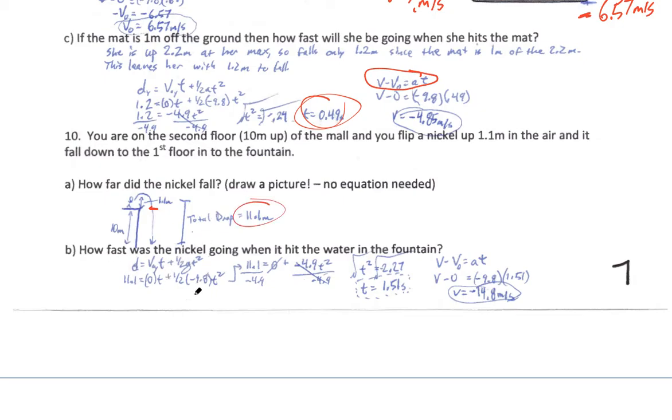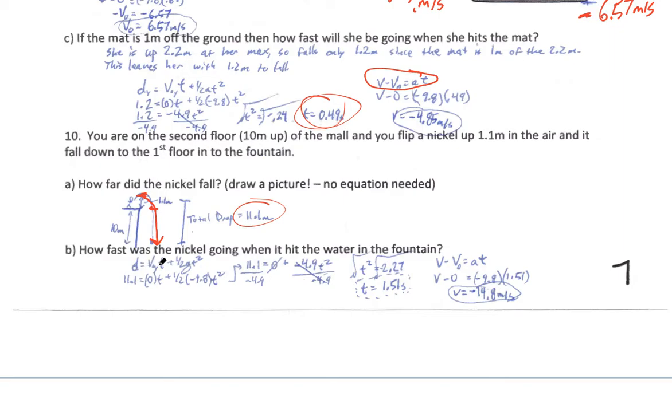How fast was the nickel going when it hit the water fountain? It's very similar to all those previous problems that we did. Our maximum height is not 1.1, our maximum height is 11.1, because it's falling from here and it's asking me how fast it was going when it hit the fountain. Well, it picked up speed from its maximum height, not from 1.1 meters, but 11.1 meters. The 10 meters plus the 1.1 meters.